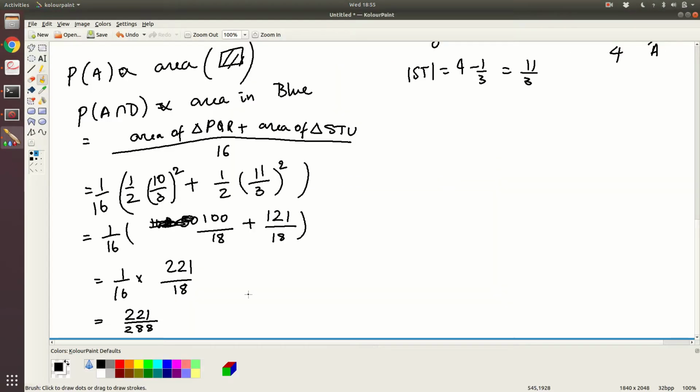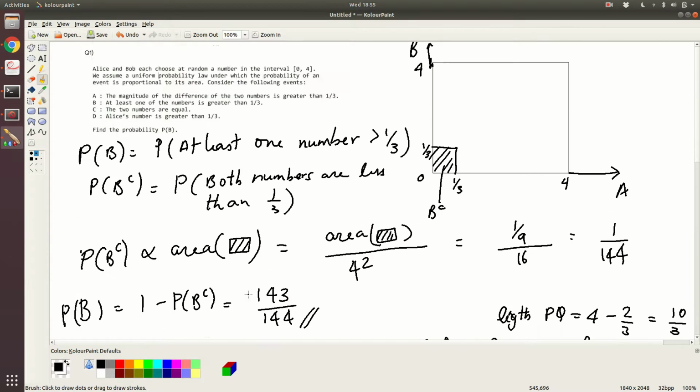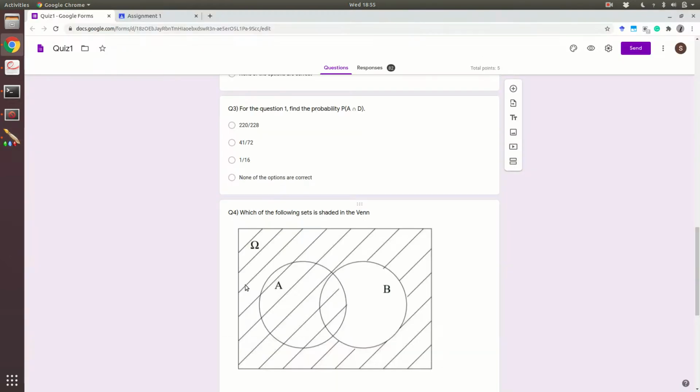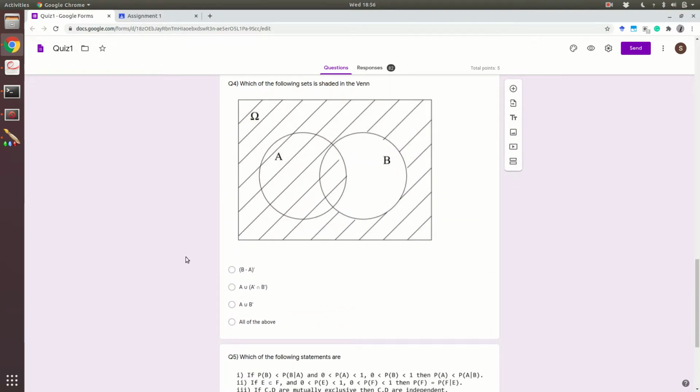All right, so this is question 3 of the quiz. So let's do the next one. In this question, we are asked to tell which of the options are correct for this Venn diagram. Okay, so let me just quickly discuss this.